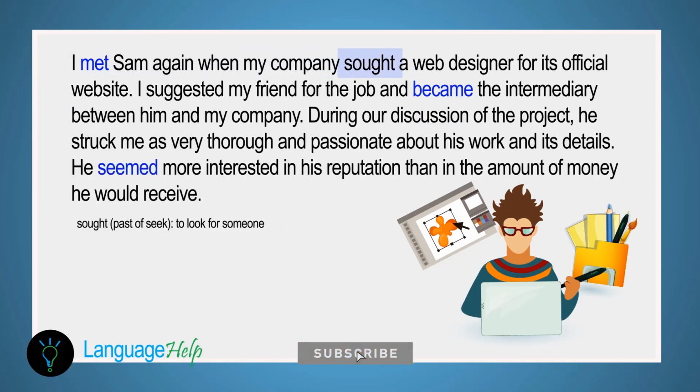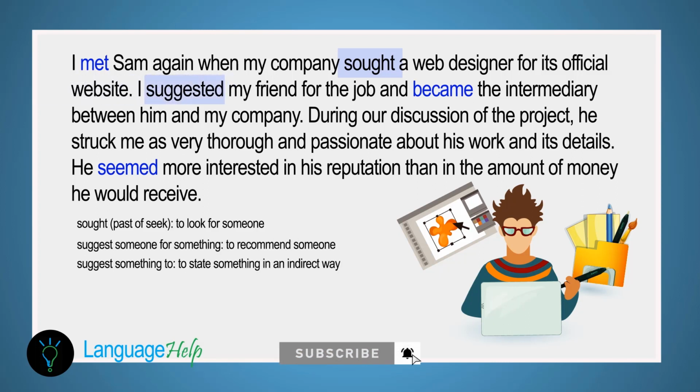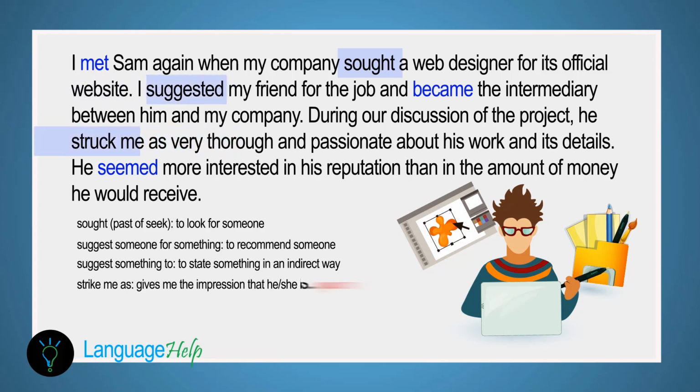I use verbs in the past tense such as met, seemed, or sought. Sought means looked for. I will also talk about the qualities of my friend. I use a range of familiar idioms and collocations in a natural and fluid manner. For example, Sam struck me as thorough is an idiom that means Sam gave me the impression that he was interested in the details of his job.